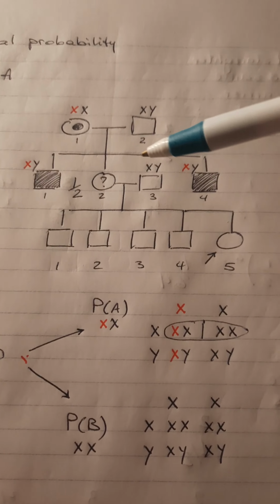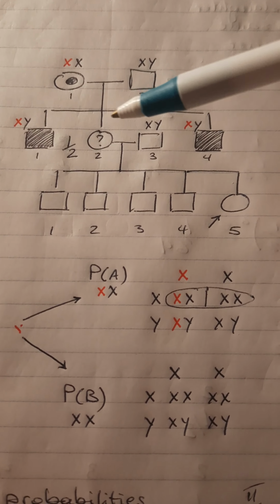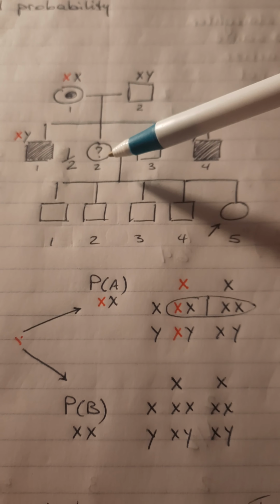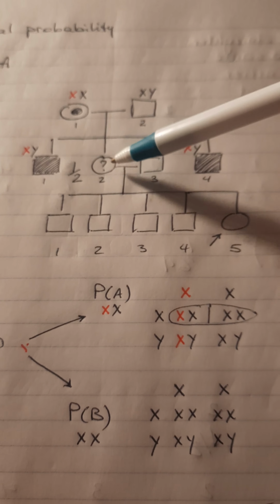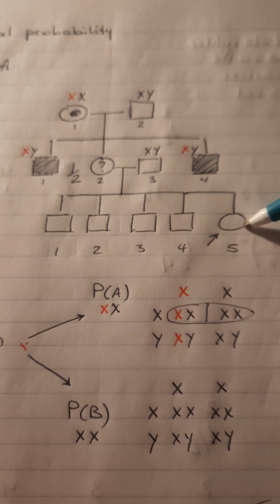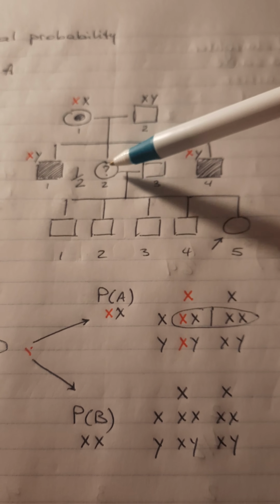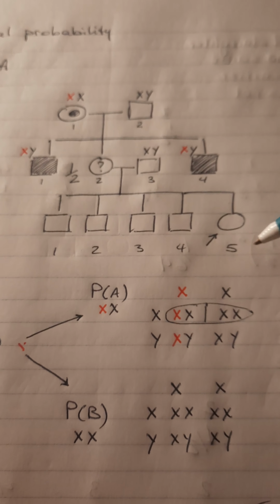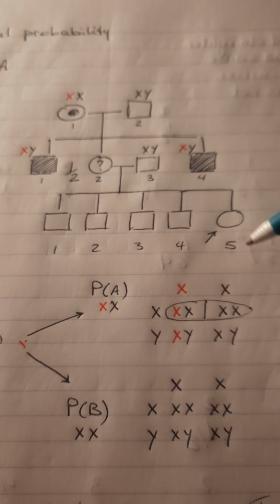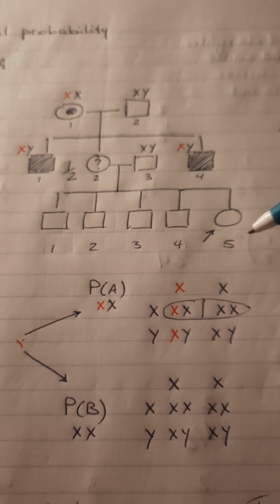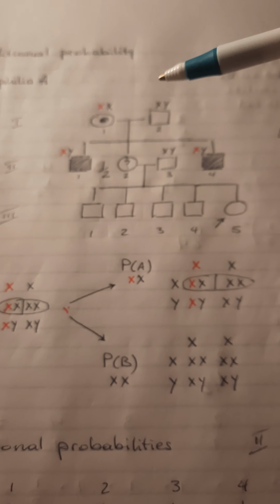Okay, so let's see the cases. There are two main cases. One, actually three. One, that she is a carrier but has not transmitted it. Two, that she's not a carrier and she did not transmit it. And three, that she's a carrier and she transmitted it. Okay, so let's look at the different cases.